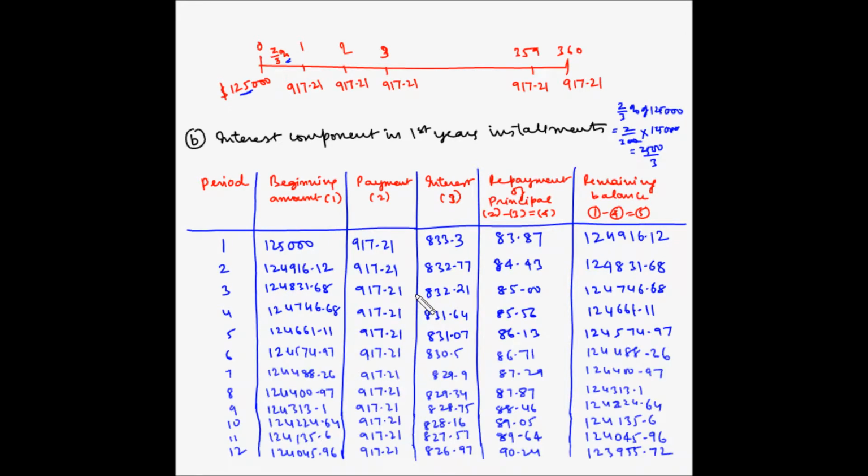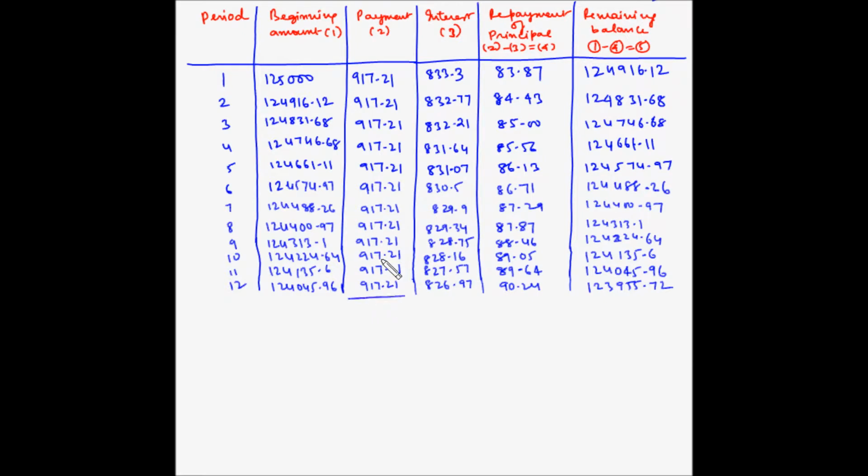So this is the detail of each month's installment. Now we have to find out what portion of the payments made during the first year. So the total payments made during the first year is all of these, which is 917.21 multiplied by 12 basically. So we have to add all these up. So what portion of the payments made during the first year will go toward interest? So then we have to add all the interest components and find out what portion of the total payment of the first year is the interest component.